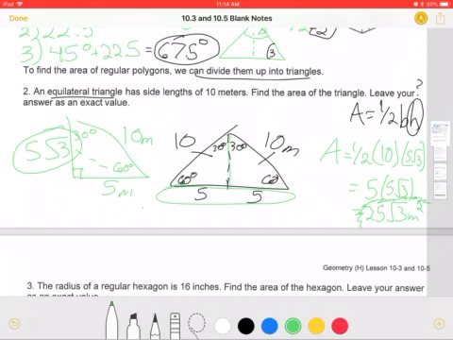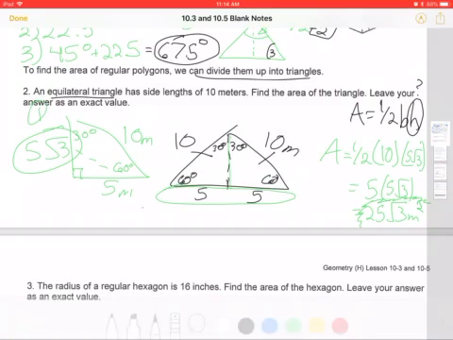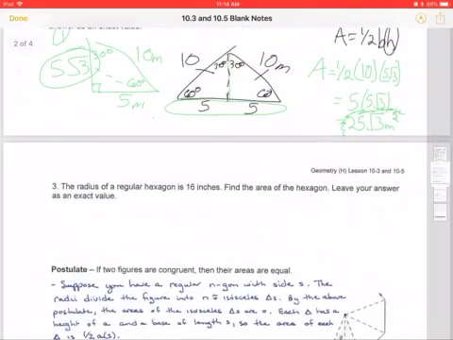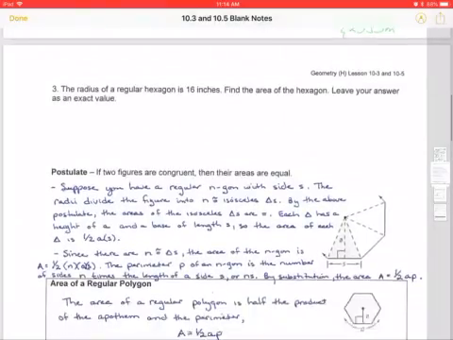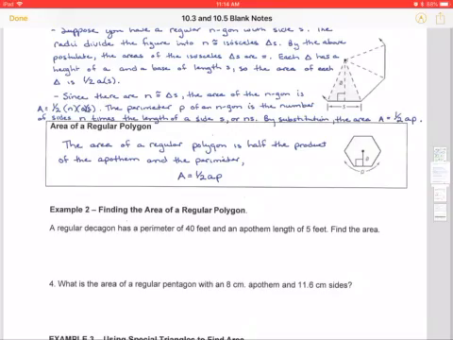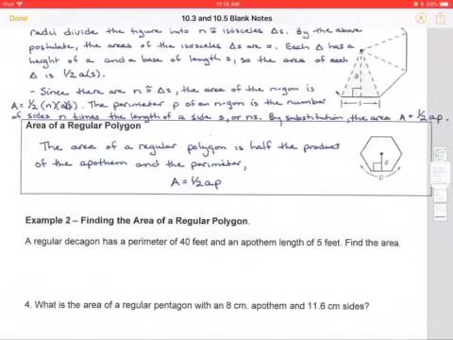So notice that I had to draw this out, I had to divvy this up, I had to redraw this new triangle, and then I had to recall special right triangles, which is okay. If you get stuck on those, let me know. What else do we got? This allows us to then take this further with the actual area of a polygon.